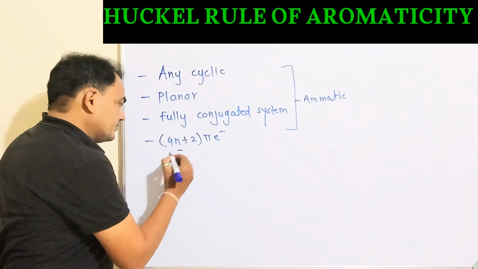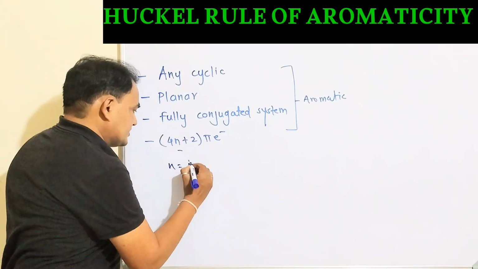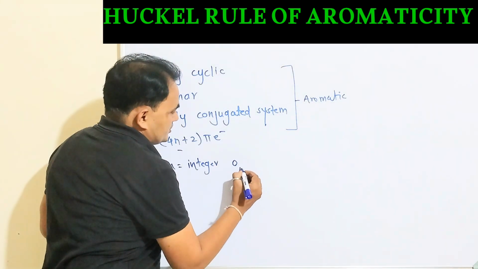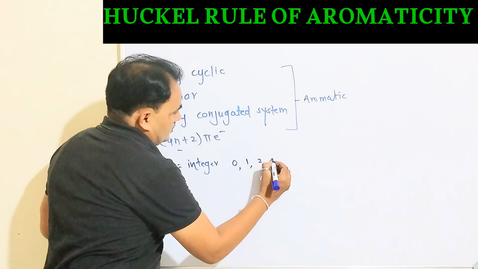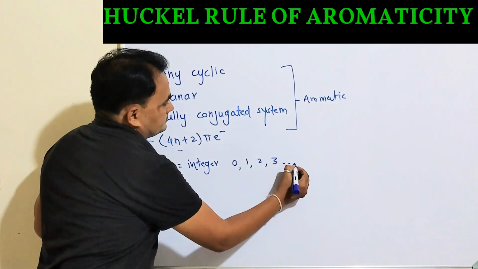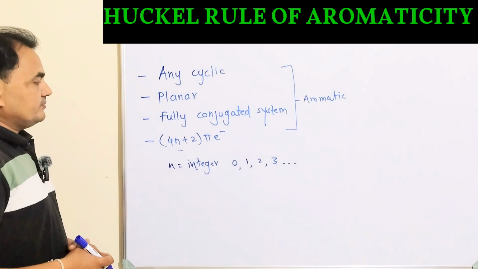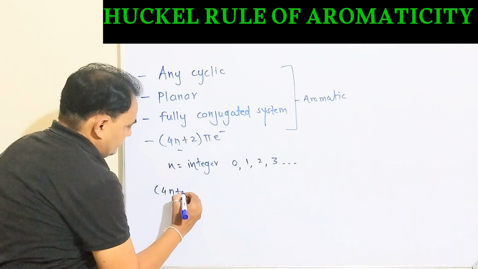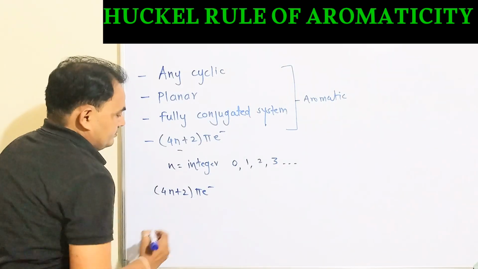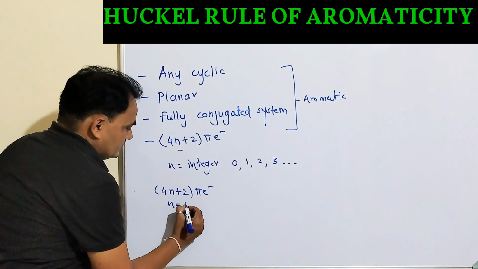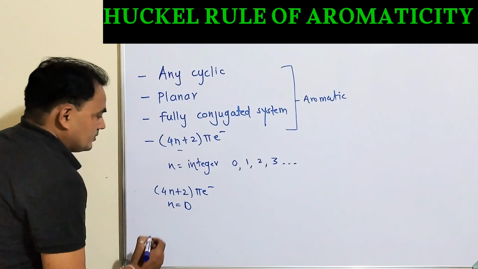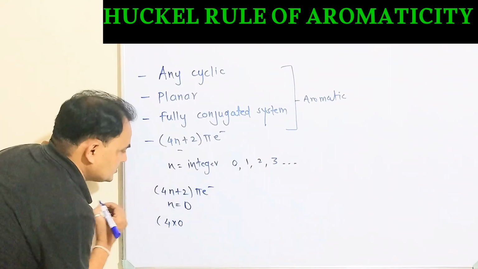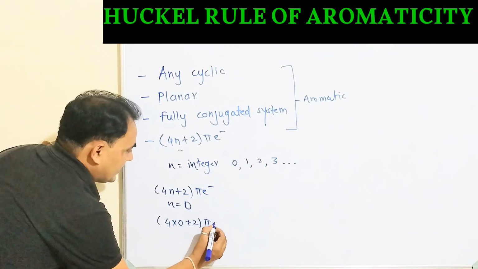So what is n here? N means integer. Its value may be 0, 1, 2, 3 and so on. Suppose we take n as 0 in this formula, 4n plus 2 pi electrons. Then what will be 4 into n? 4 into n means 4 into 0, plus 2 pi electrons.